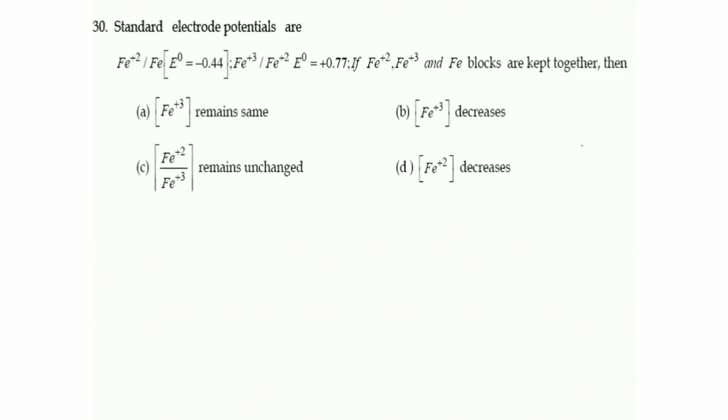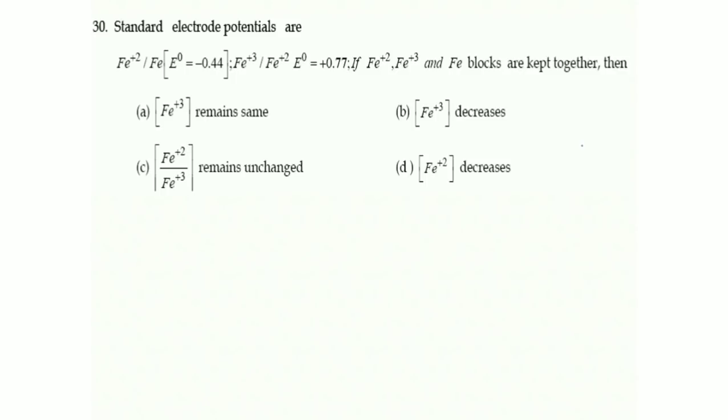Question number 30. Standard electrode potentials are given. Fe2+ to Fe, E0 is -0.44. Fe3+ to Fe2+, E0 is 0.77. The question is, if Fe2+, Fe3+ and Fe blocks are kept together, then what happens? Here, it is a slightly tricky question.